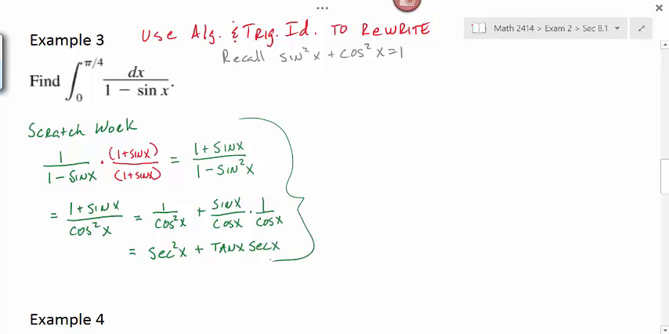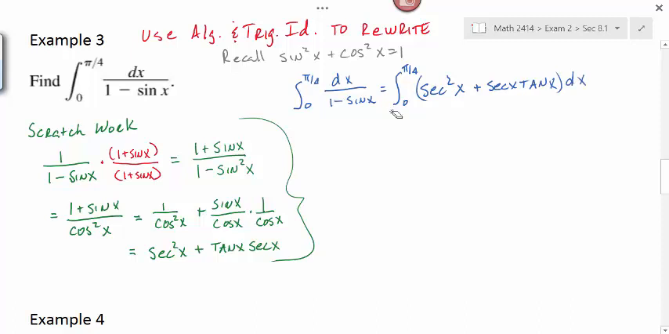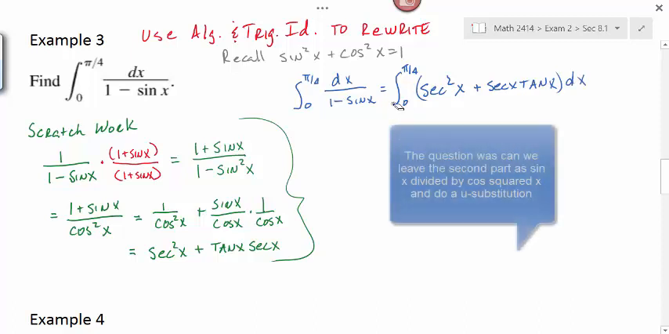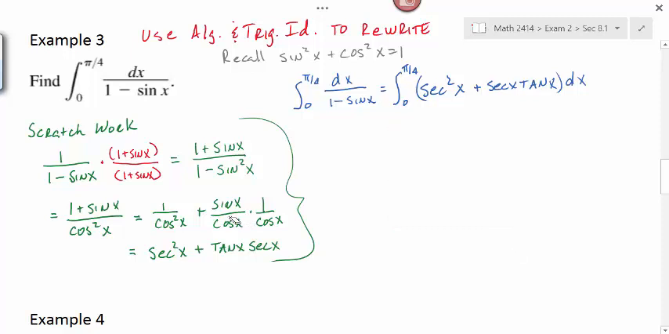Using this scratch work, I can rewrite my original problem and say that the integral from 0 to pi over 4 of dx over 1 minus sine x is equivalent to the integral from 0 to pi over 4 of secant squared x plus secant x tangent x dx. You can distribute an integral. Question? You can do that. It'll still work.